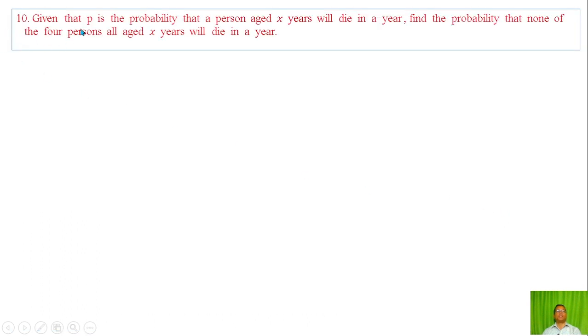Given that small p is the probability that a person who is x years old dies in a year, find the probability that none of the four persons who are x years old dies in a year.